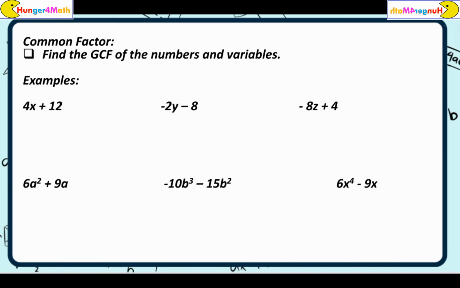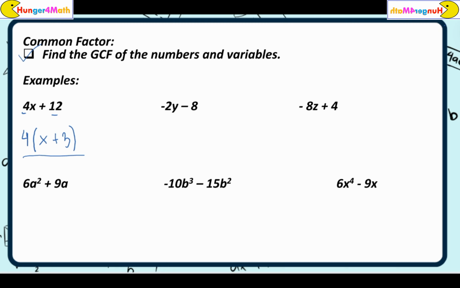Let's start with the common factor. To do that, we have to find the GCF of the numbers and the variables. For the first example, we have 4x plus 12, and the GCF of 4 and 12 is 4. Now, in terms of the variable, all the terms must have the same variable so we can get the GCF. Since the second term has no variable, the GCF is only 4. Now we can divide 4x by 4, that is x, and then divide 12 by 4, and that is plus 3. So this is our answer.